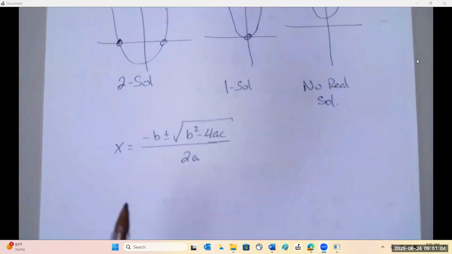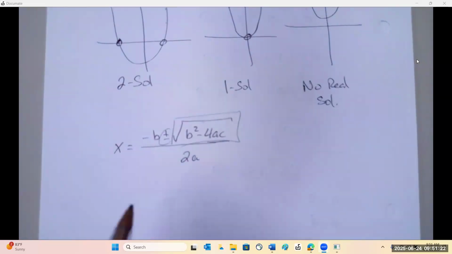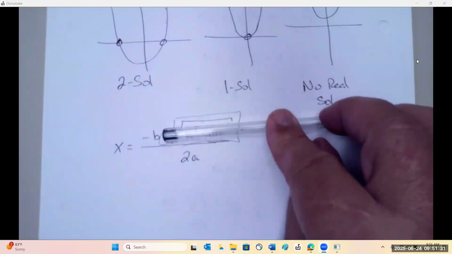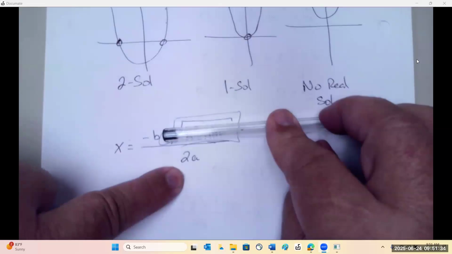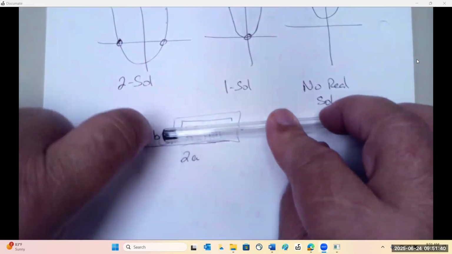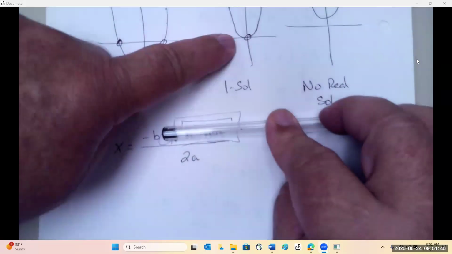Now, what causes this to have 2 answers? Well, we know that, but what in this formula causes it to have 2 answers? The plus or minus. Notice this part right here. This part here is very important, because if that part's gone, how many answers are we going to get? Well, negative b over 2a, we only get 1 answer. And this is going to be important in a second. If this part here is gone, we just have negative b over 2a, and that gives us that answer there.